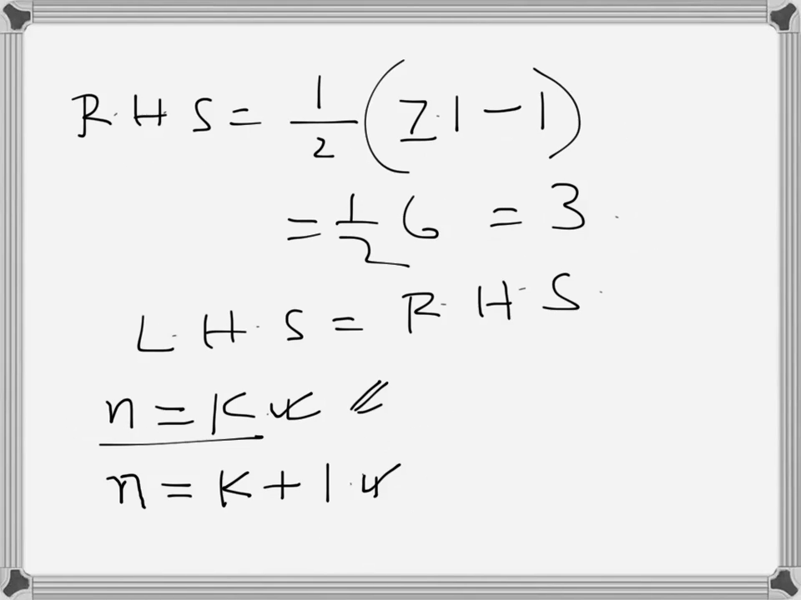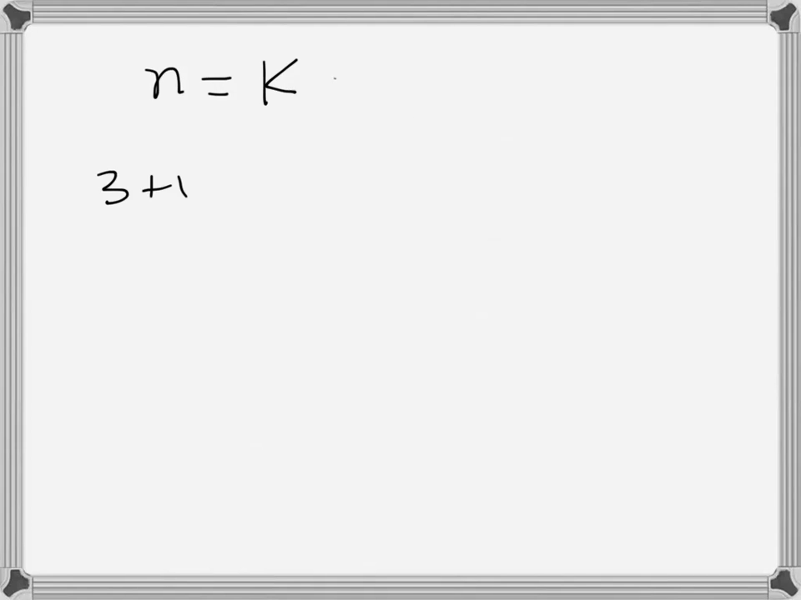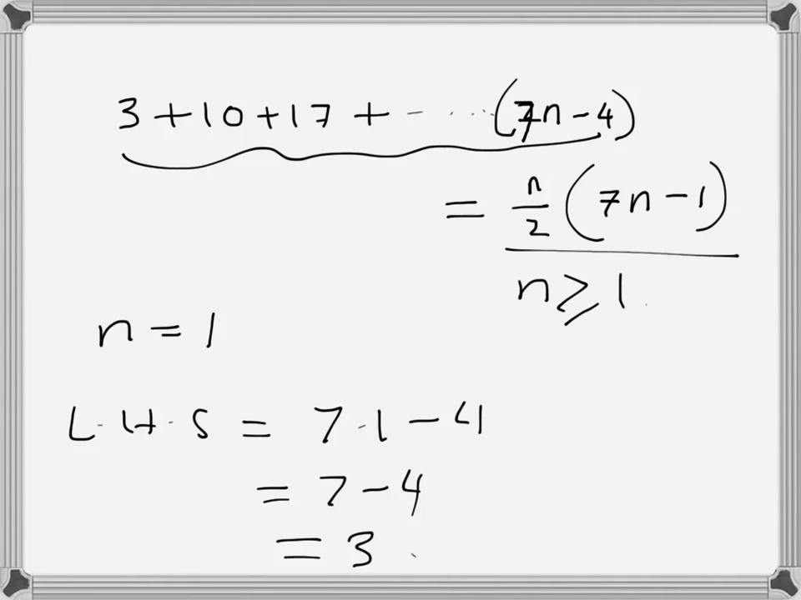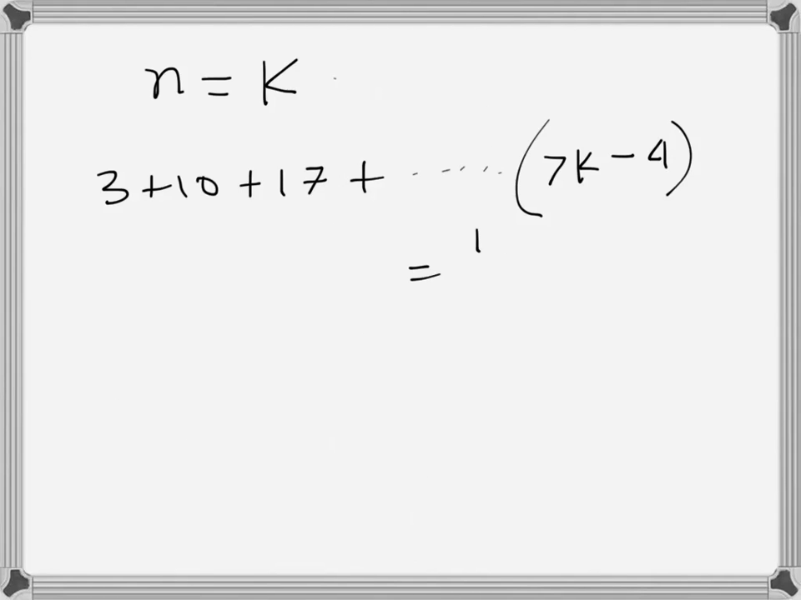First we will assume that the relationship is true for n is equal to k, where k is any natural number. So that becomes 3 plus 10 plus 17 plus up to 7k minus 4 is equal to k over 2 times 7k minus 1. So this is true, we are assuming.